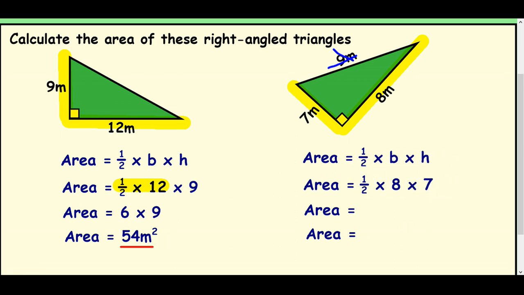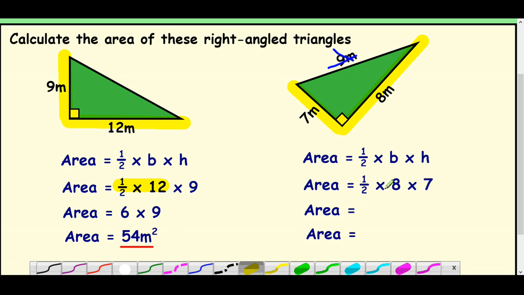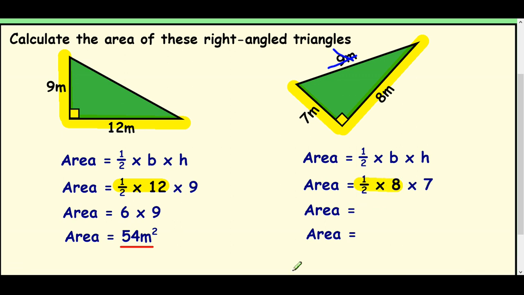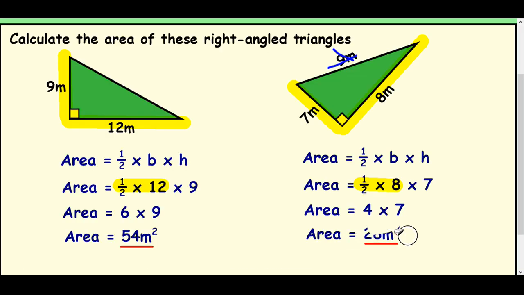Now again, as before, you could do 7 times 8 and then half your answer, but I'm going to do half of 8. I think that's easier, which is 4 times 7, and then your answer would be 28 metres squared. Again, you could do 7 times 8, which is 56, and half it, but this is the formula I would like you to try in your jotters.